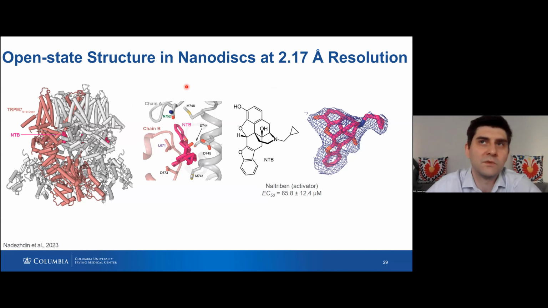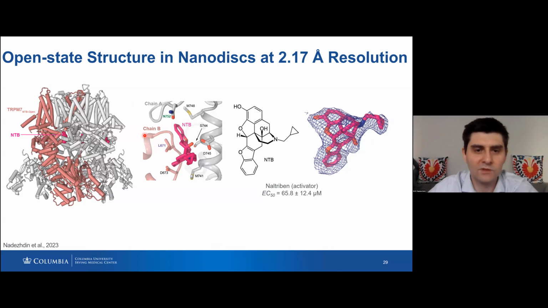And I want to mention that the apo state in nanodisc and detergent looks completely the same. But again, in detergent, when we added naltriben, it didn't open the channel. So we see that naltriben binds. We see where it binds. The map quality for this ligand is very good, so there's no doubt this is indeed this molecule.